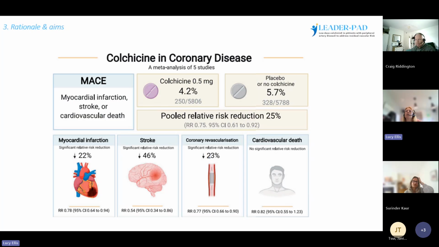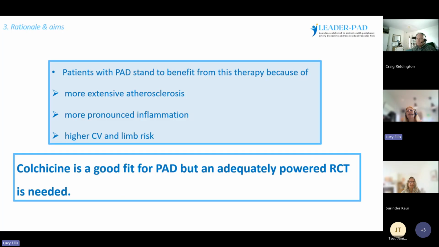And on this slide, it just shows the results of a meta-analysis of 5 studies looking at colchicine in coronary artery disease. And they showed a pooled relative risk reduction of 25% in MACE for participants randomised to colchicine. But it's thought that those with peripheral artery disease stand to benefit even more from treatment than those with coronary artery disease because they have more extensive atherosclerosis, more pronounced inflammation, and a higher cardiovascular and adverse limb risk.